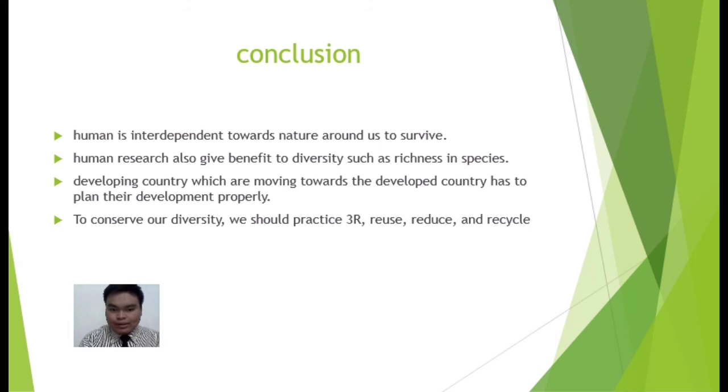Lastly, humans play the main role in biodiversity. Every action taken can bring a positive and negative impact to the environment. To conserve our diversity, we should practice the 3R, which is reuse, reduce and recycle.